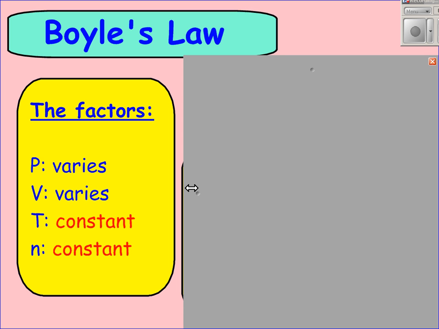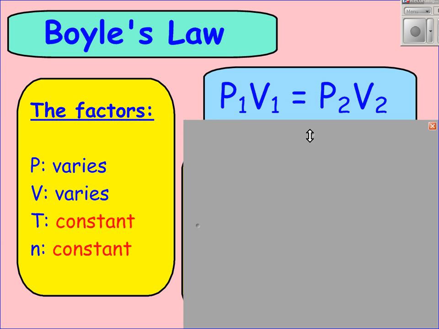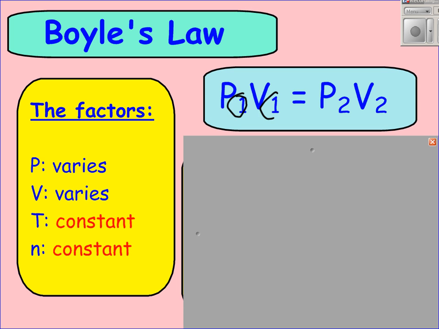When Boyle developed his equation, he developed something that looks like this. P1 times V1 equals P2 times V2. The ones indicate the original conditions, or initial conditions. Suppose I give you a container that is 25 milliliters with a pressure of 2 atmospheres. That is an example of initial conditions.